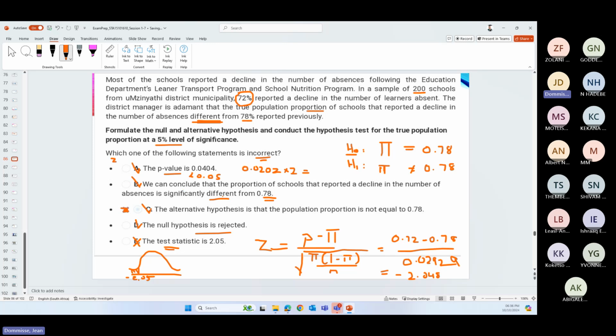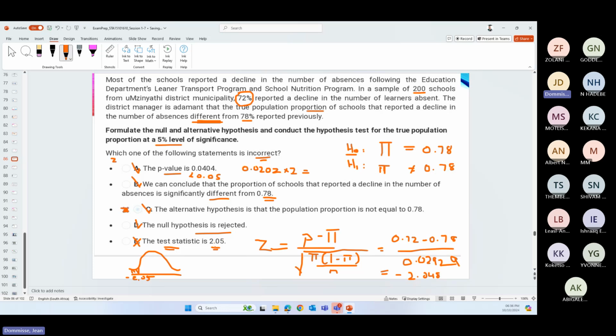Okay, so this one was now just the opposite, where we can say the p-value is smaller than the alpha. Because of that, we do reject the null hypothesis. Okay, so here the t-stat was the one that was incorrect, because it is actually negative and not positive.